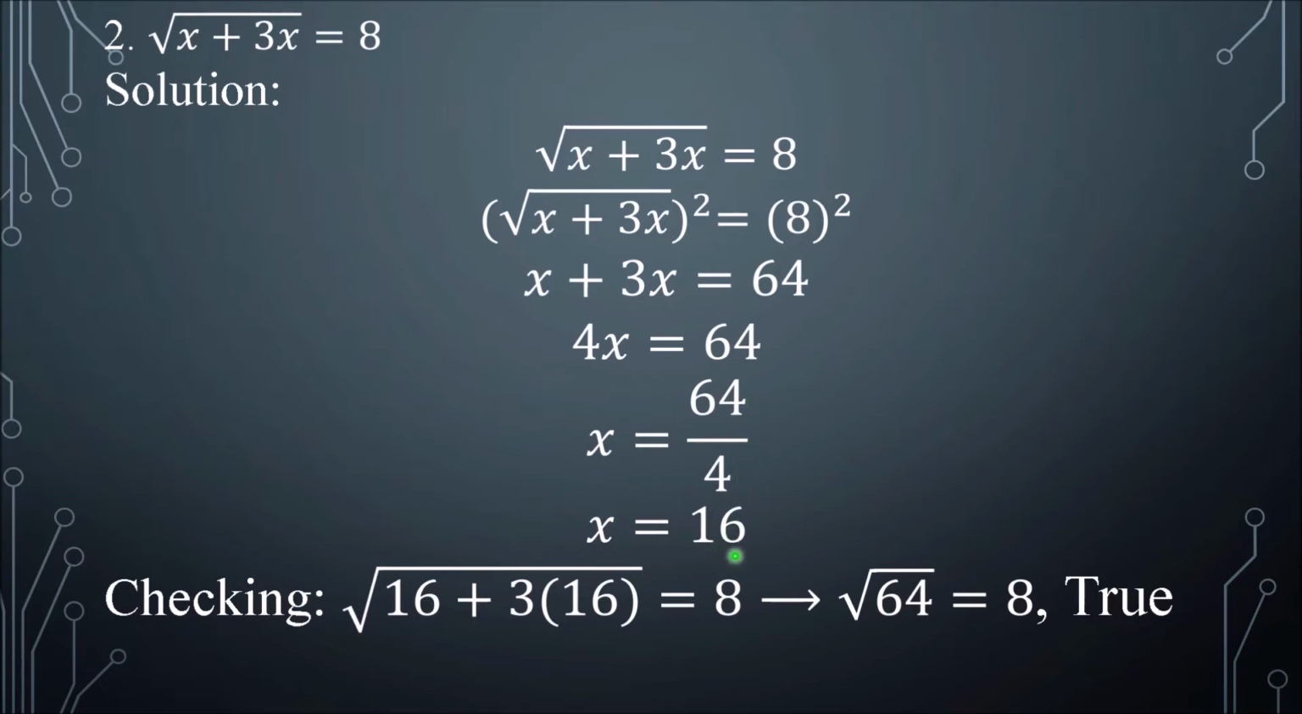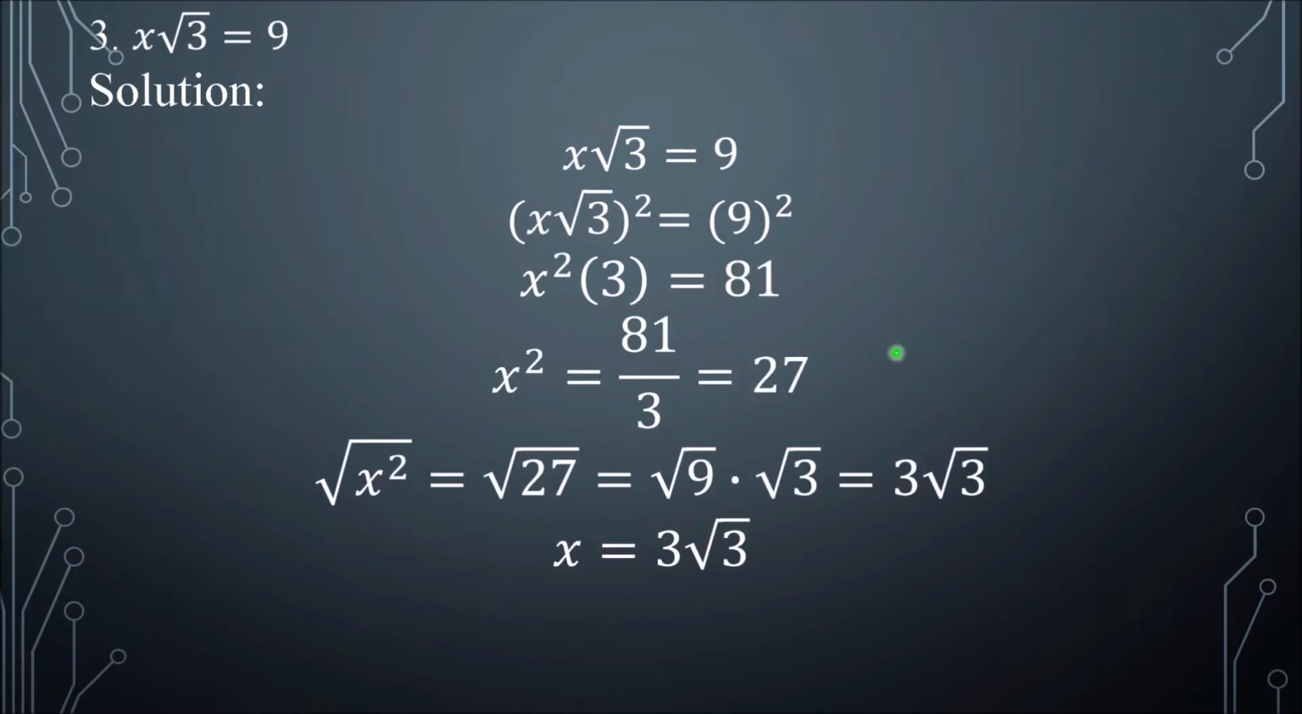Now, let's check if 16 is correct. Substituting, square root of 16 plus 3 times 16 is equal to 8. 16 plus 3 times 16 is 64. Square root of 64 is 8, which is true. Therefore, 16 is correct.